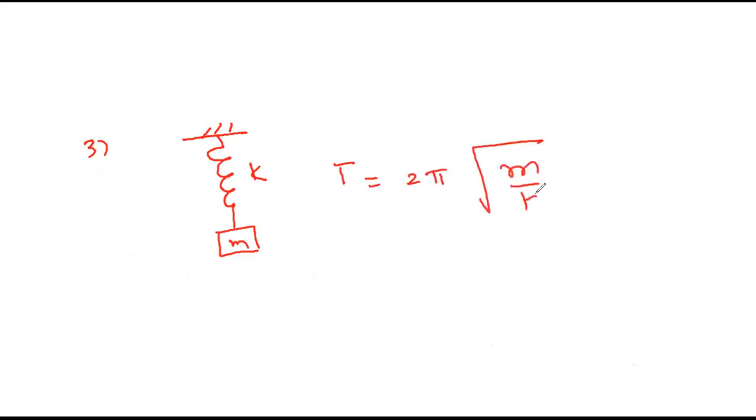Suppose this is a spring of force constant K connected to a block of mass M, then its time period is 2 pi root of M by K. Write this one.